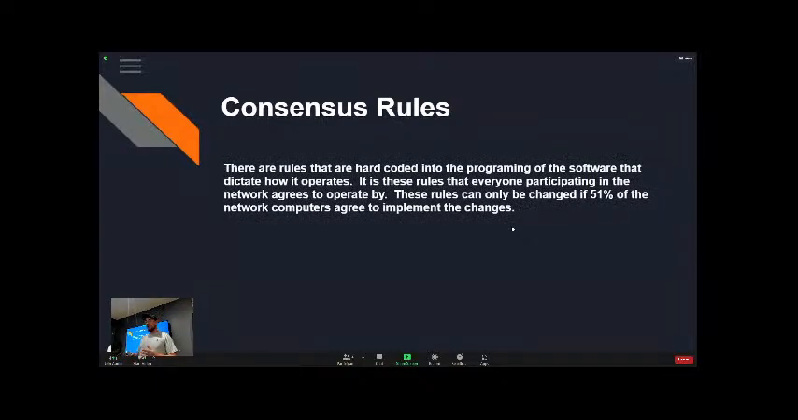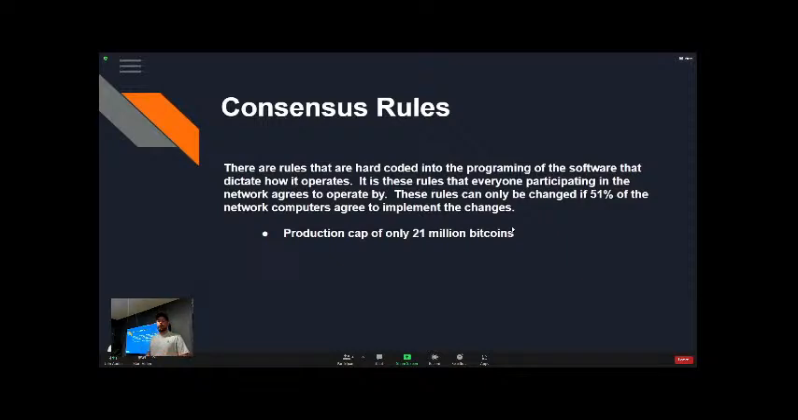These rules are hard-coded in the software, and the only way to ever change these rules is if 51% of the network decides to. That's all the nodes and all the miners have to agree to change and implement those changes. So it has to be a pretty good reason to change it, right? And keep in mind, it's decentralized, so not all of these people work together either. These are all individual people or individual mining companies. And so a 51% attack, as it's also known, is very unlikely.